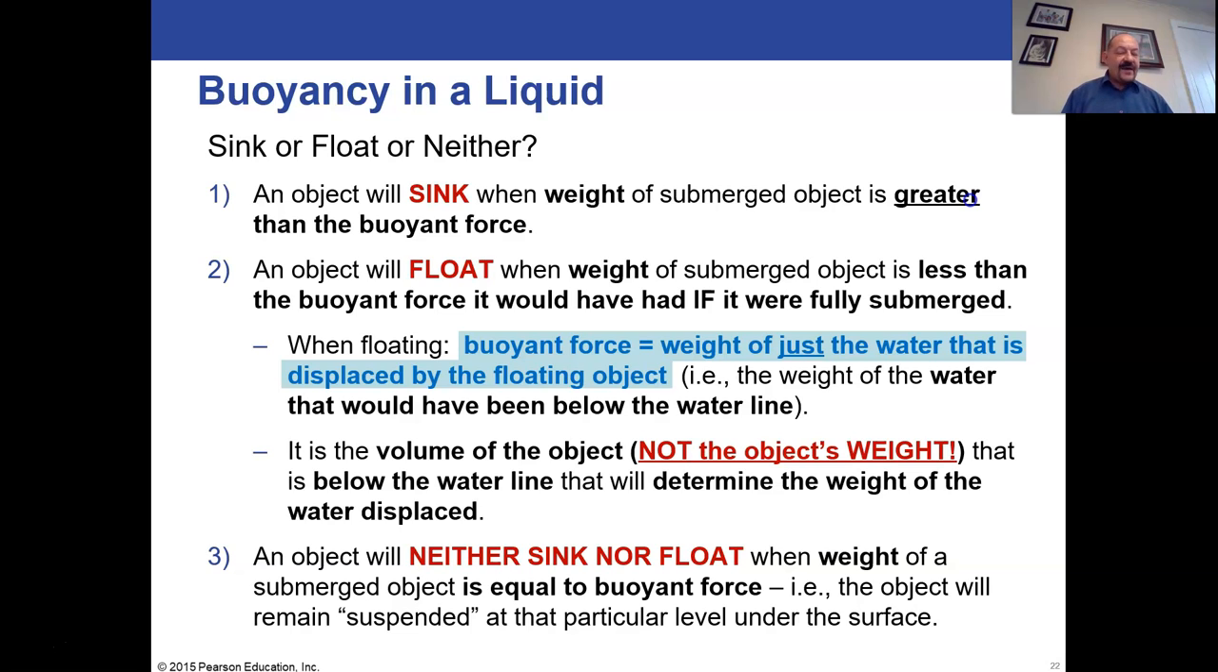An object will neither sink nor swim when the weight of the entire submerged object is exactly equal to the buoyant force. When do you see that? You see that when the object has exactly the same density as the liquid you're putting it in. If you put an object that has a density of 1 gram per cubic centimeter in water, which has a density of 1 gram per cubic centimeter, the object won't sink or float. It'll hover somewhere in the water. We call that suspended or hovering.